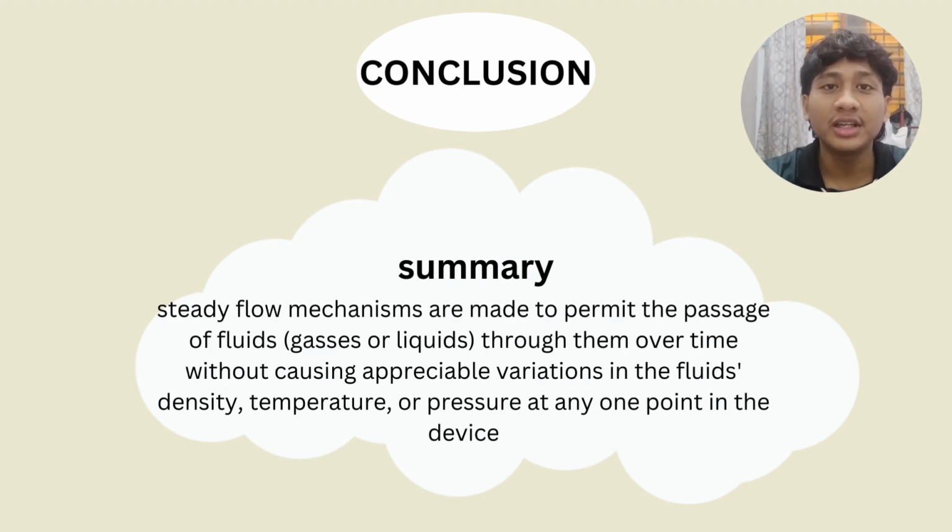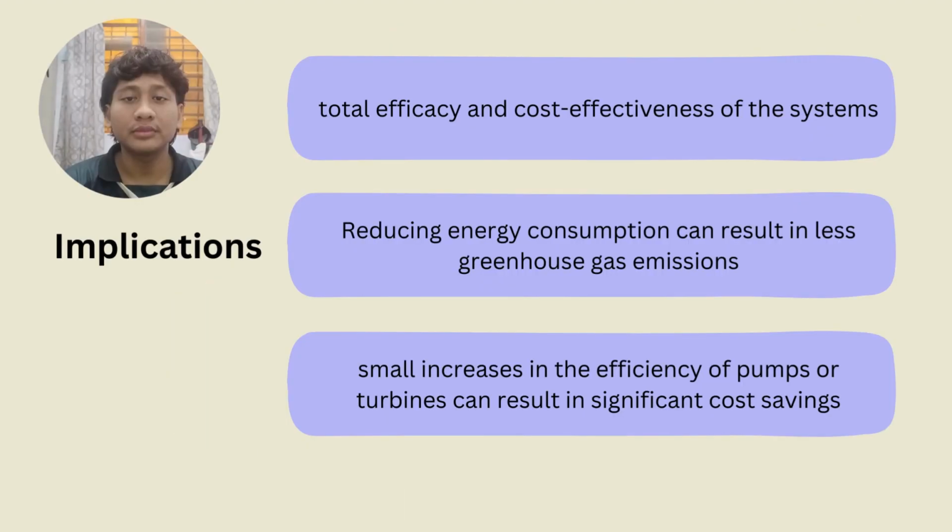So, in conclusion, steady flow mechanisms are made to permit the passage of fluid, gases, or liquids through them over time without causing appreciable variation in the fluid's density, temperature, or pressure at any one point in the device. There are three implications. First one is total efficiency and cost effectiveness of the systems. Reducing energy consumption can result in less greenhouse gas emissions, and lastly is small increases in the efficiency of pumps or turbines can result in significant cost savings.